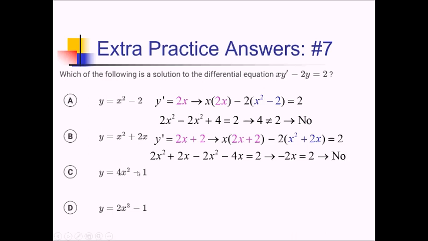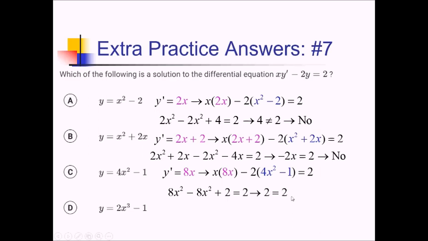And moving on now to this one, derivative here, y prime is going to be 8x. Plugging that in, we've got x times 8x minus 2 times the original 4x squared minus 1. And that should equal 2. This is going to be 8x squared minus 8x squared plus 2 equals 2. 8x squareds are gone, and we just end up with 2 equals 2, which is true for all values of x. It's just true. So this is a yes.